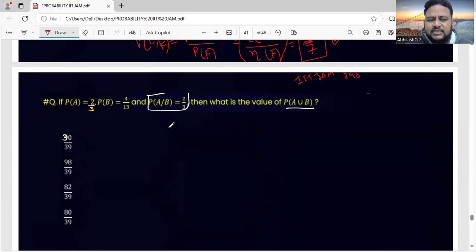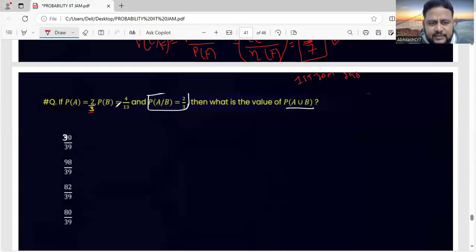I'll give you 1 minute. Please read the question. Okay. Look at the question, friends. They're telling that if the probability of event A, that is P of A, is 2 by 3.